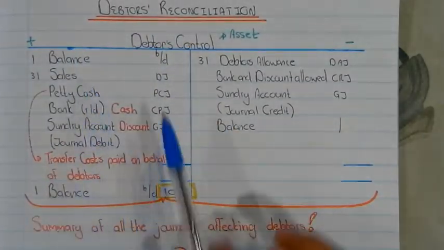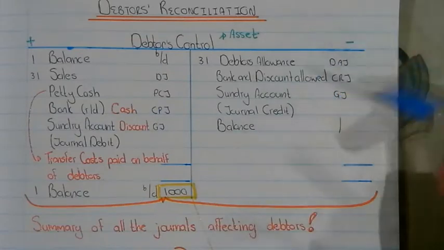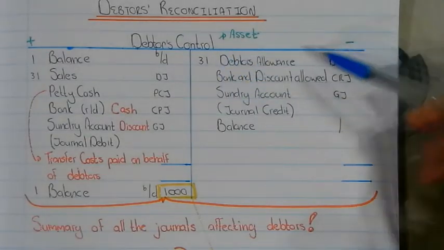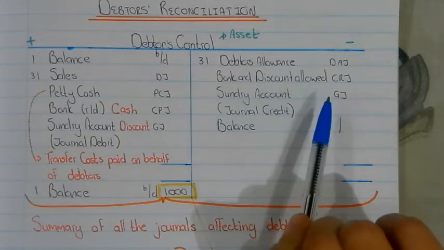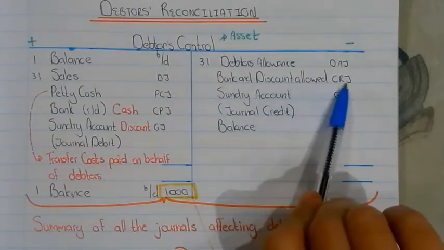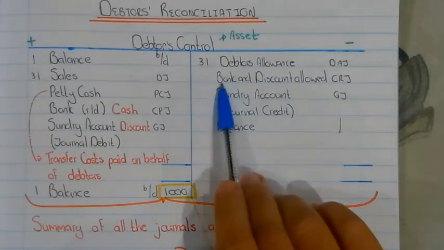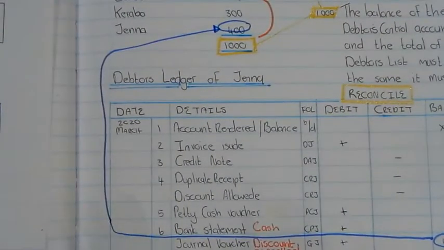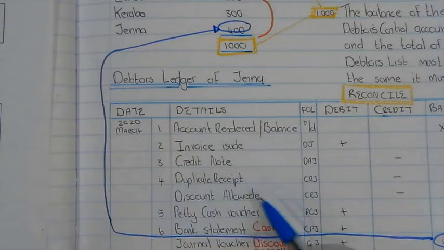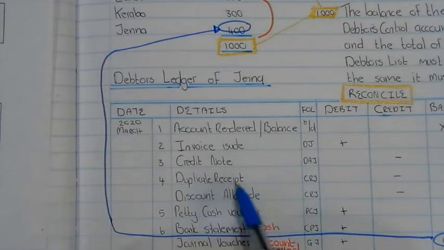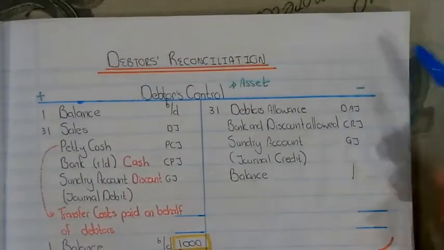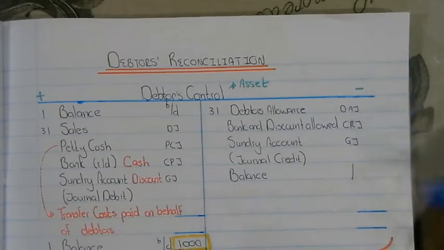We'll add to it. It must happen that our debtors pay us. Then we'll have on our credit side bank and discount allowed. Please ensure that this is one entry. Just once we're going to enter this bank and discount allowed on my cash receipts journal. And remember, when we do our debtors ledger, that we will have this separately. Look at number 4. Here we're going to split it. Here it's going to be duplicate receipt and discount allowed separately. But when we do this entry in my debtors control, it's one entry.